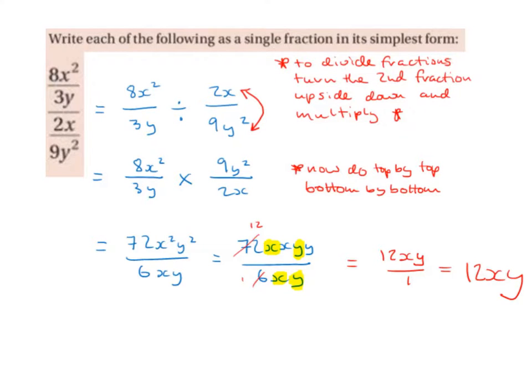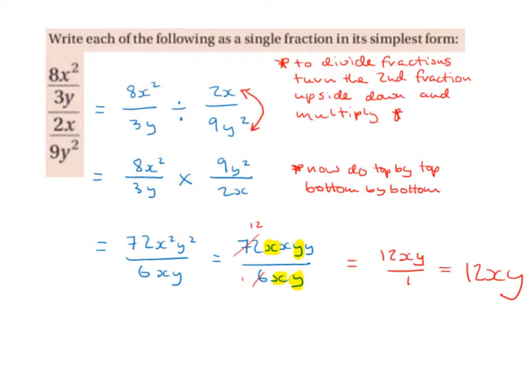So if we want to divide fractions, what we do is we turn the second fraction upside down and we multiply. So basically we change this into its inverse. So we bring down the 8x squared over 3y, the divide becomes multiply, and 2x over 9y squared flips upside down to become 9y squared over 2x. Now we just multiply like normal, which is top by top, bottom by bottom.